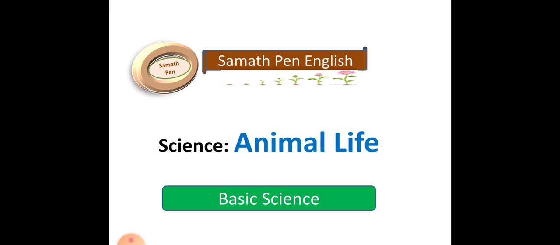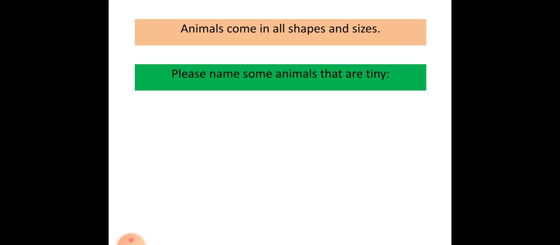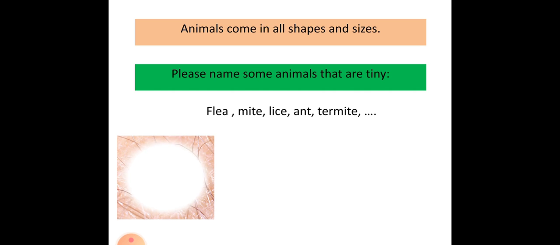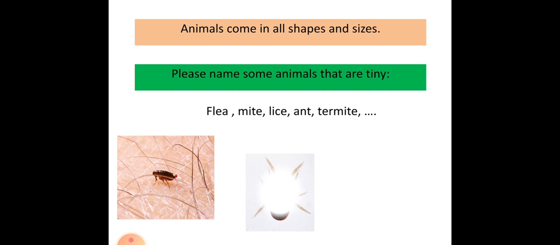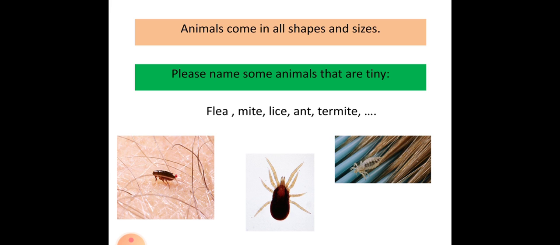Today I'm going to teach you about animal life. That is for the basic science. Okay, so animals come in all shapes and sizes. Please name some animals that are tiny. So animals that are very small. So here, yes, we have flea, mite, lice, ant, and termite. So those are tiny animals.